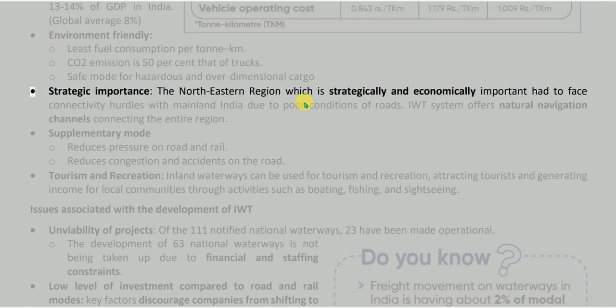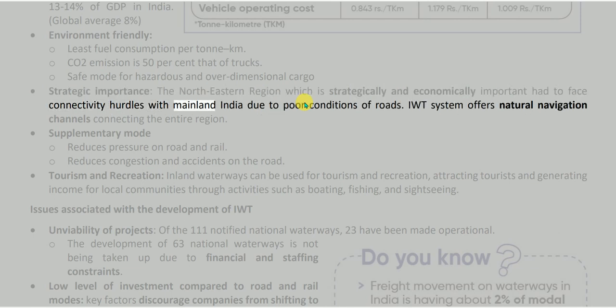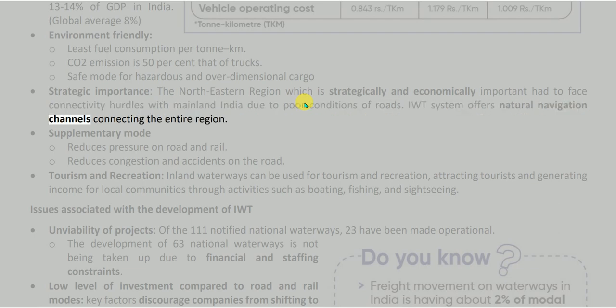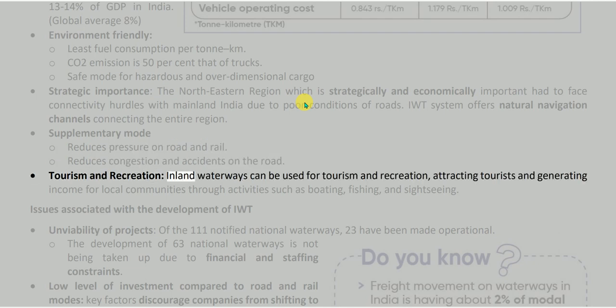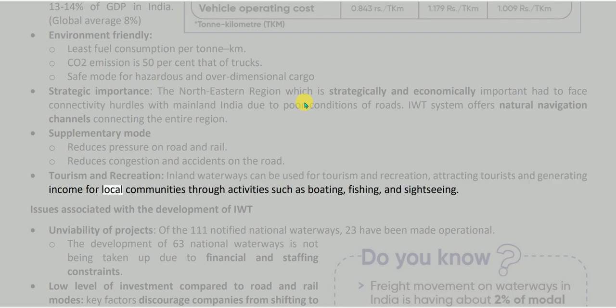Strategic importance: the northeastern region, which is strategically and economically important, had to face connectivity hurdles with mainland India due to poor conditions of roads. The IWT system offers natural navigation channels connecting the entire region. Supplementary mode: it reduces pressure on road and rail, and reduces congestion and accidents on the road. Tourism and recreation: inland waterways can be used for tourism and recreation, attracting tourists and generating income for local communities through activities such as boating, fishing, and sightseeing.